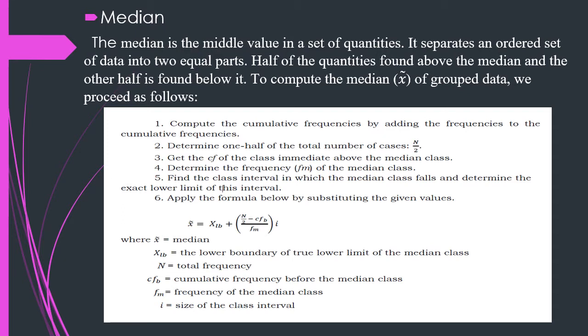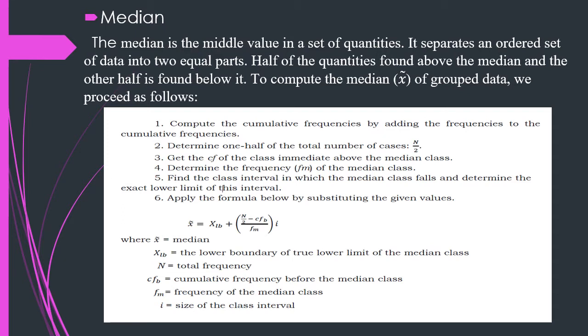The median. The median is the middle value in a set of quantities. It separates an ordered set of data into two equal parts. Half of the quantity is found above the median and the other half is found below it. To compute the median of group data, we proceed as follows.